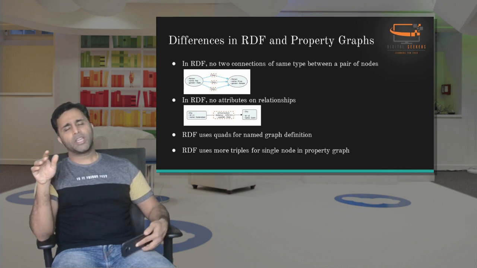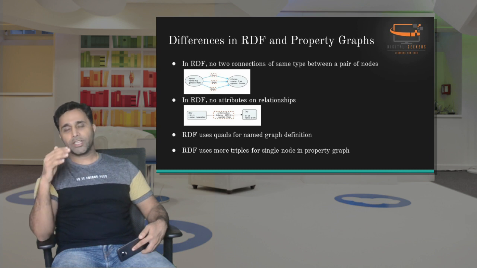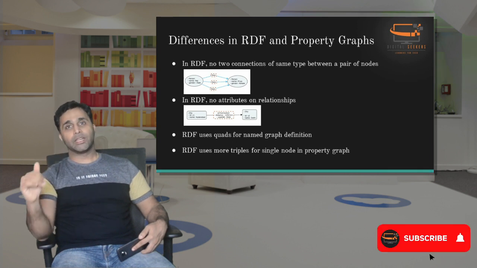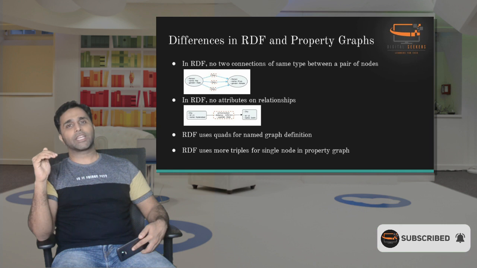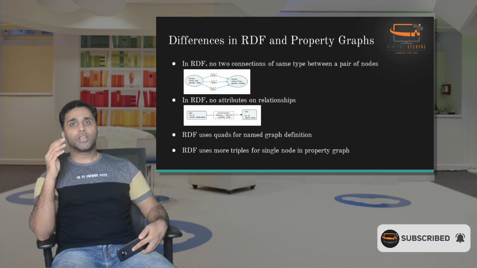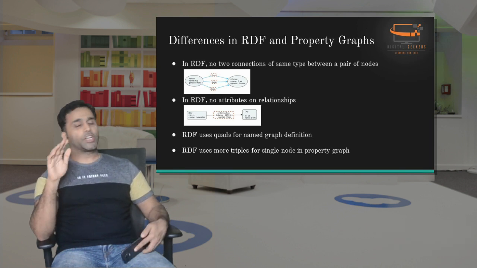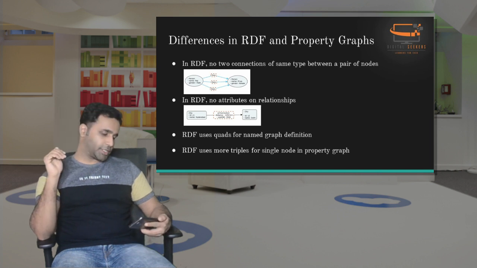possible in property graphs. You can still have some workarounds in RDF stores, and you can still go ahead and implement multiple links of the same name, but it is actually going to make it more complicated and add more triples to your RDF triple store. Okay. So in RDF, there are no attributes and relations. We have already talked about it.